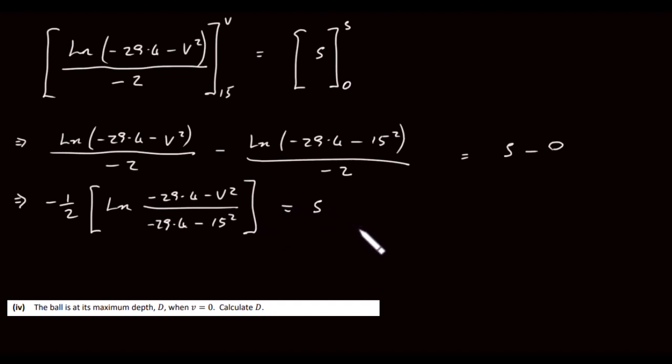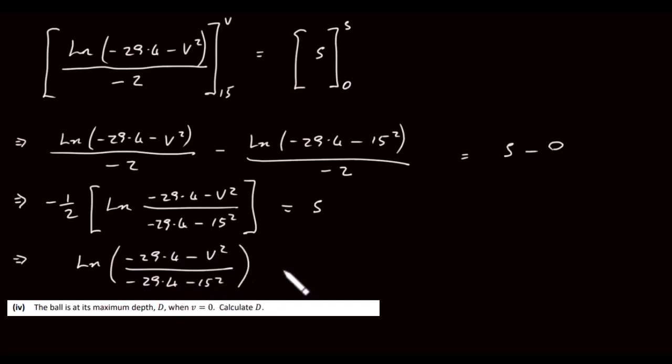Okay, so next thing I'm going to do is multiply across by minus 2. So I'm going to be left with log of minus 29.4 minus v squared over minus 29.4 minus 15 squared here. On the right hand side I'll end up with minus 2s.